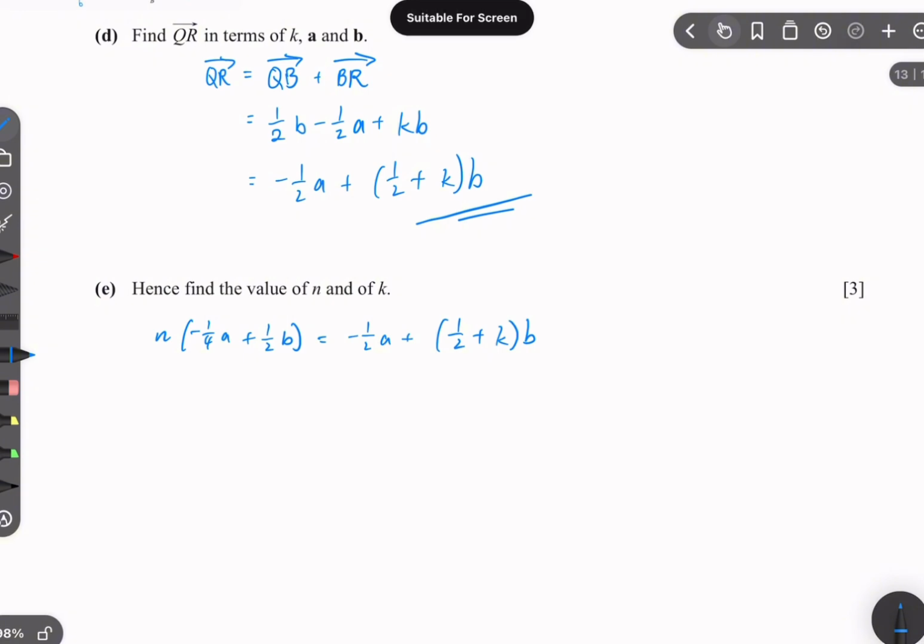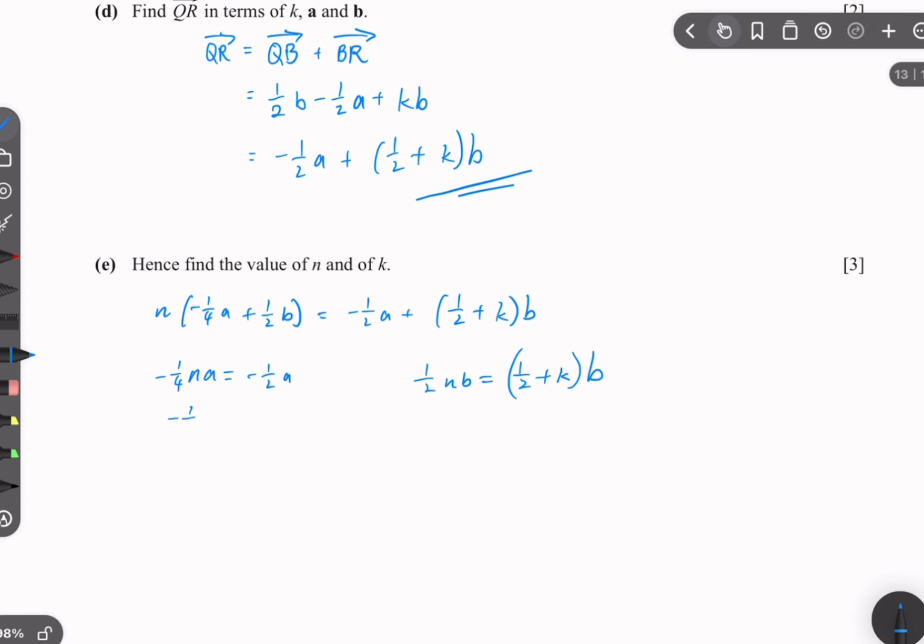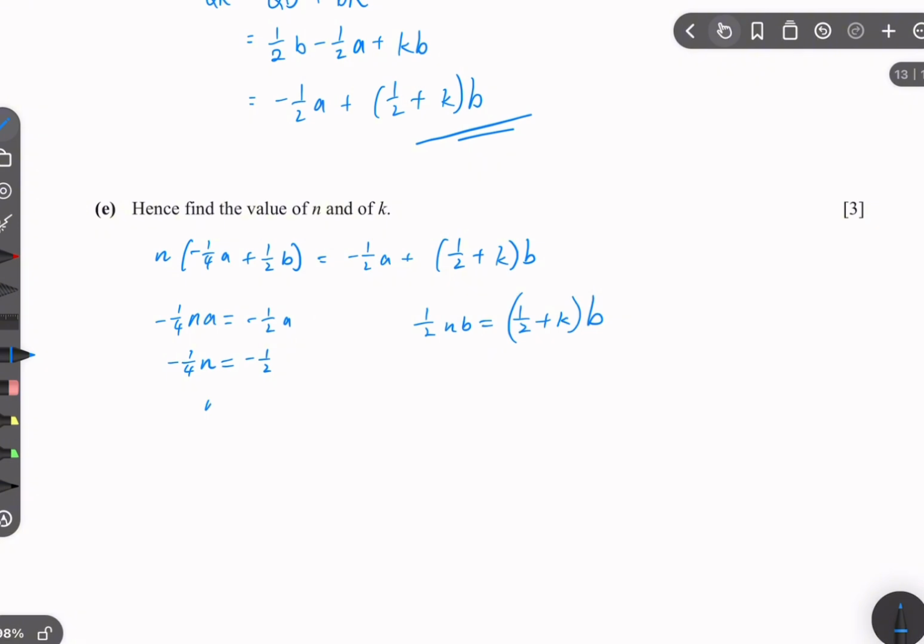Okay, so the A part and the B part will be equal. So minus 4 and A is equal to minus half A, and half and B is equal to half plus kB. Then we can just cancel out A and then rearrange to get n, which is 2. And for this one, cancel out B. And we already have the n value. Then k is equal to a half.